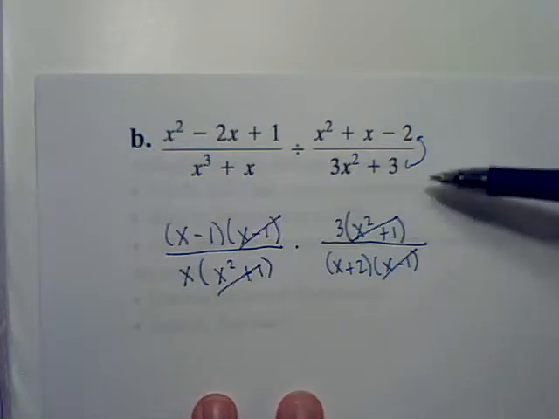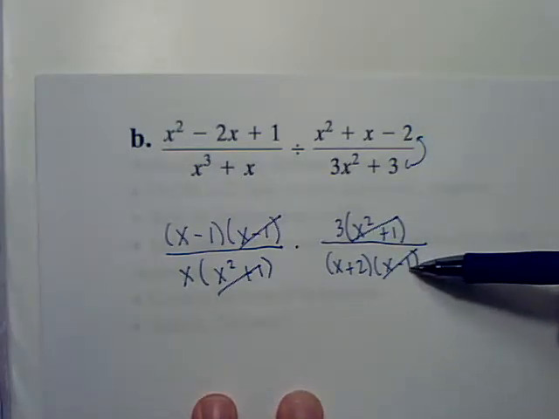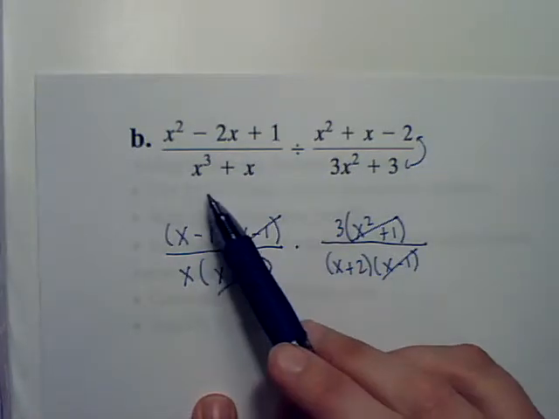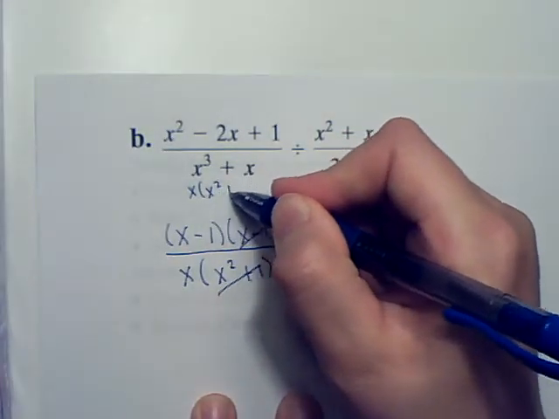Okay, so again, we do want to look at the original, but we have to keep this in mind for our domain, since this did go to the denominator here. So if we look at the original, these have very similar denominators. This one we took out x, and that would be x squared plus 1.